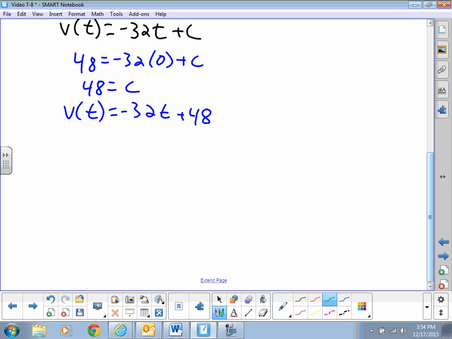Well, the first thing we wanted was the position function. So we therefore need to take another antiderivative. So t will become t squared. We'll have to divide a 2 out front, so we'll get negative 16. 48 was a constant. It'll become linear, so 48t. And we have to add some new constant on the end.